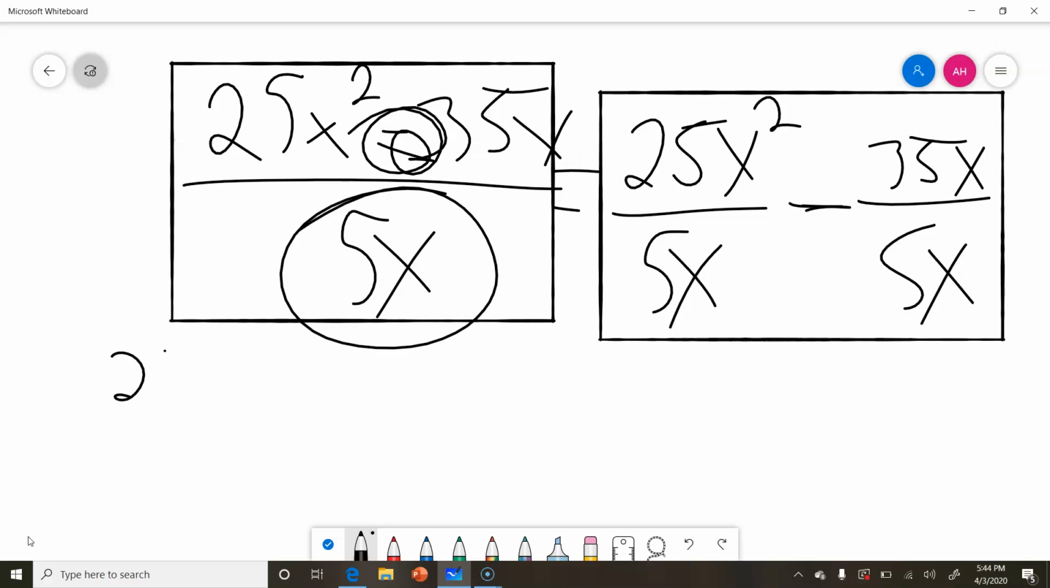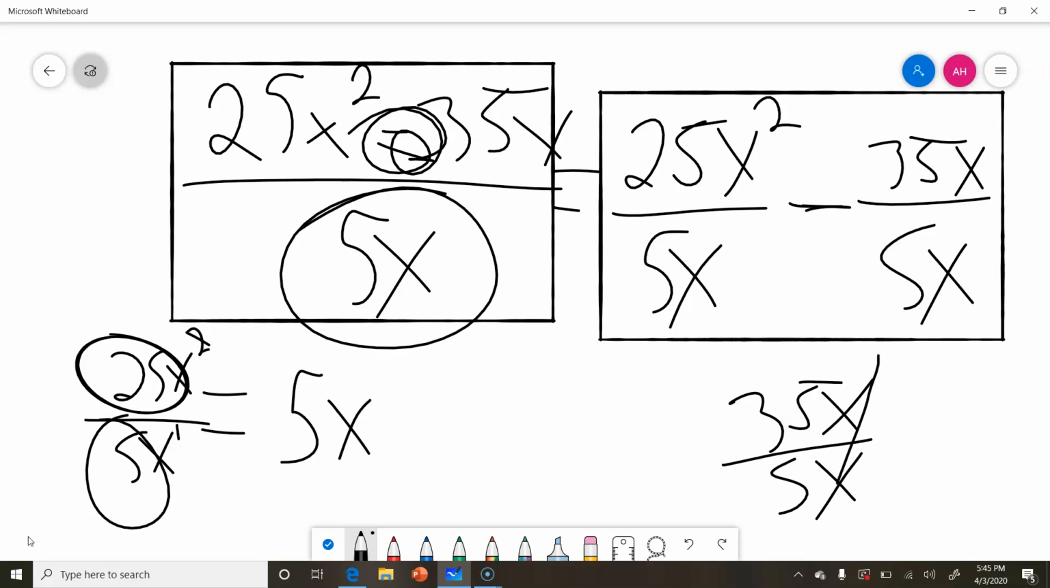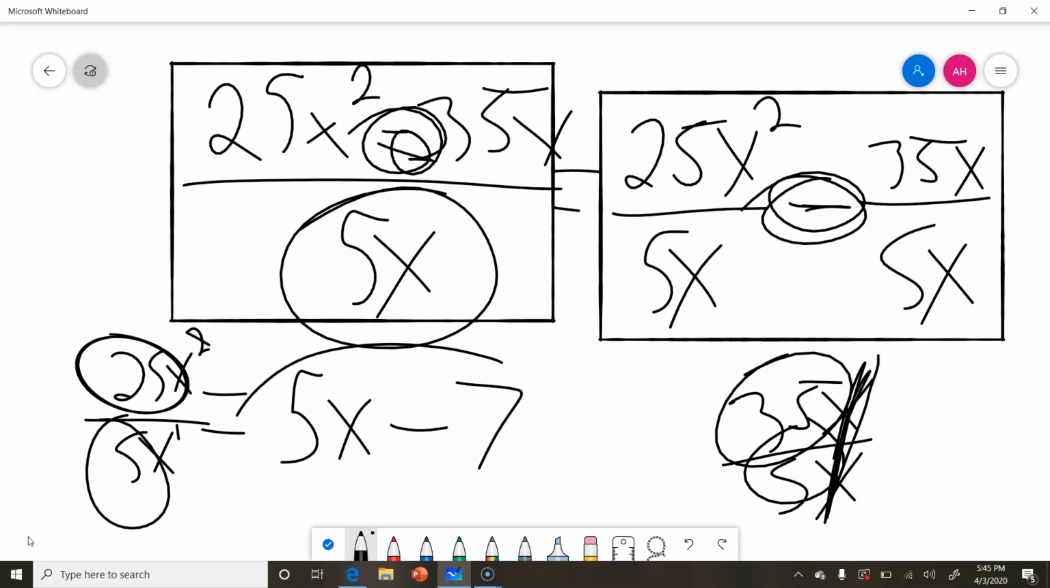Now, when I take this 25x squared divided by 5x, I subtract exponents, and 2 minus 1 is 1, so I'm going to have 1x left over. 25 divided by 5 is 5. Now I'm going to do the same thing with 35x divided by 5x. The x's this time are going to cancel out because they have the same exponent, and 35 divided by 5 is negative 7, right here with our negative sign. And so, do you see it's the exact same answer I got doing it the other way?